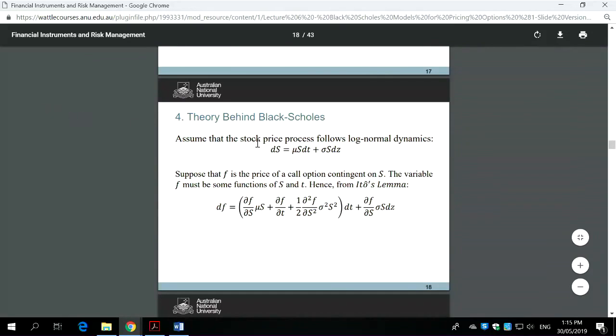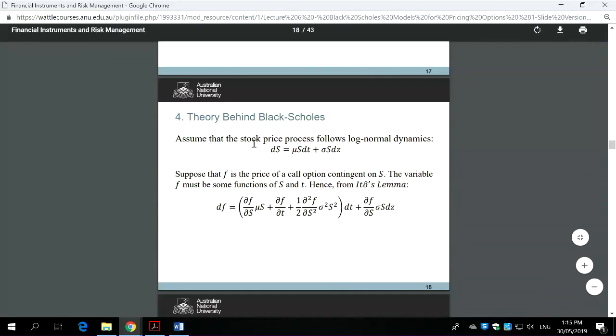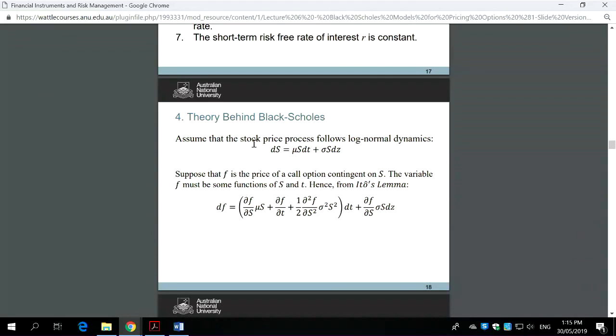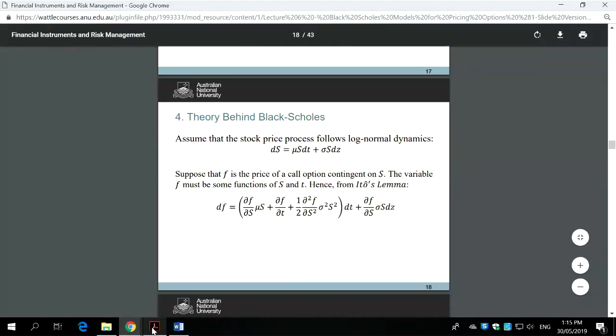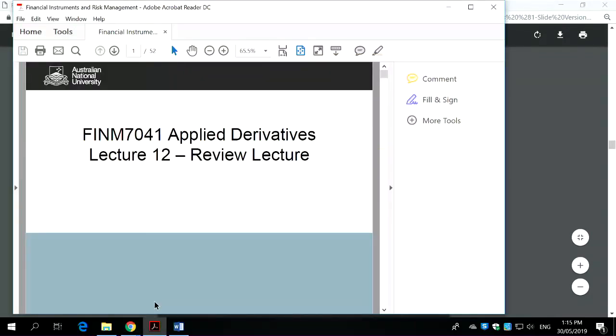And section number 4, theory behind Black-Scholes, is not examinable. All right, so those are the components not examinable for the exam, but the rest of the material is examinable. So any questions about the final exam? Now it's a good opportunity to ask me. Anything you want to ask?